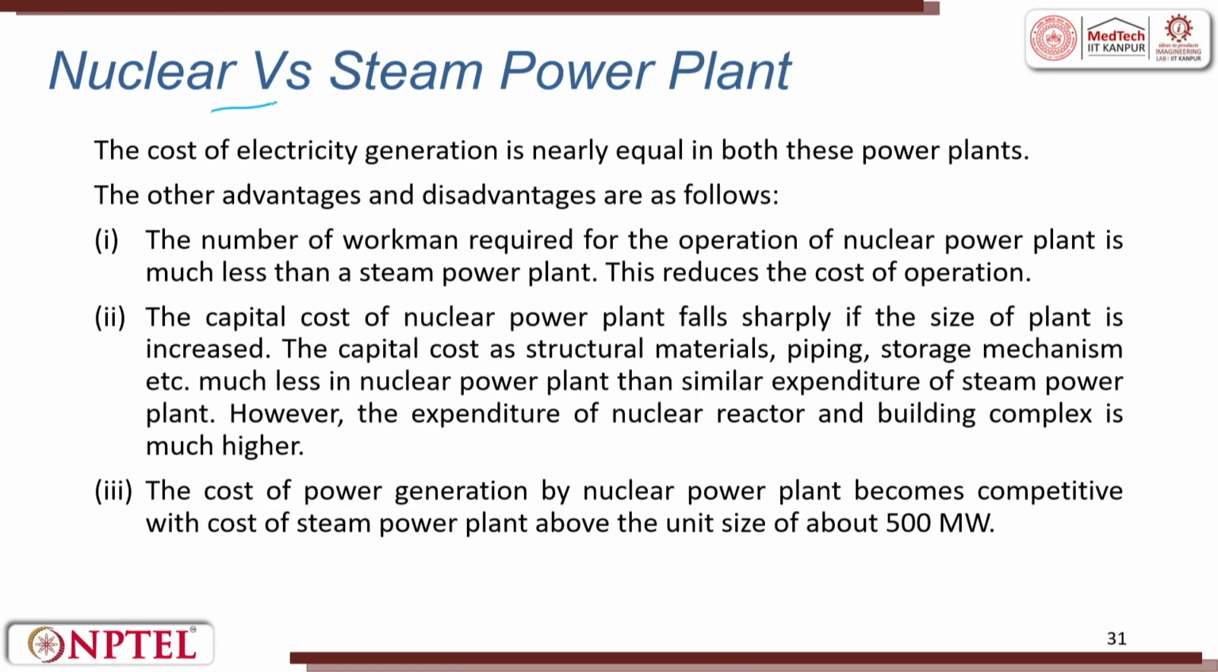So, now we will try to see what is the comparison between nuclear and steam power plants. The cost of electricity generation is nearly equal in both these plants. The advantages and disadvantages are as follows. The number of workmen required to operate a nuclear power plant is much lesser than the steam power plant. The capital cost for the nuclear power plant falls sharply if the size of the power plant increases, because the major cost goes in structural material, piping, storage, etc. The cost of power generation by a nuclear power plant becomes competitive with the cost of a steam power plant above the unit size of 500 megawatts.